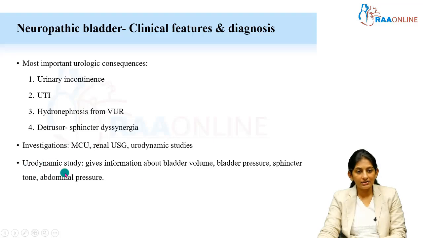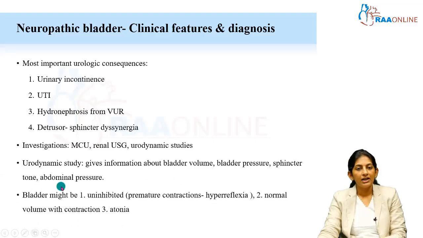So what is this urodynamic study? And what information does this give? The urodynamic study will give information about the bladder volume, the bladder pressure, the sphincter tone and the abdominal pressure. So, this is very important for us in our evaluation.